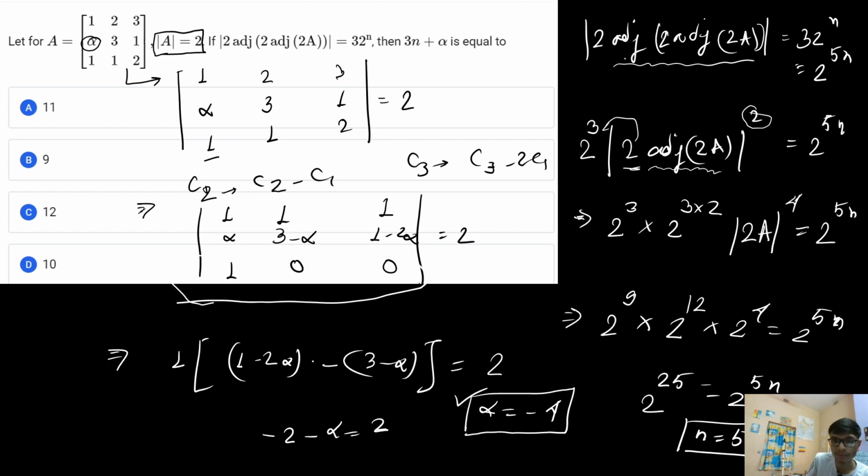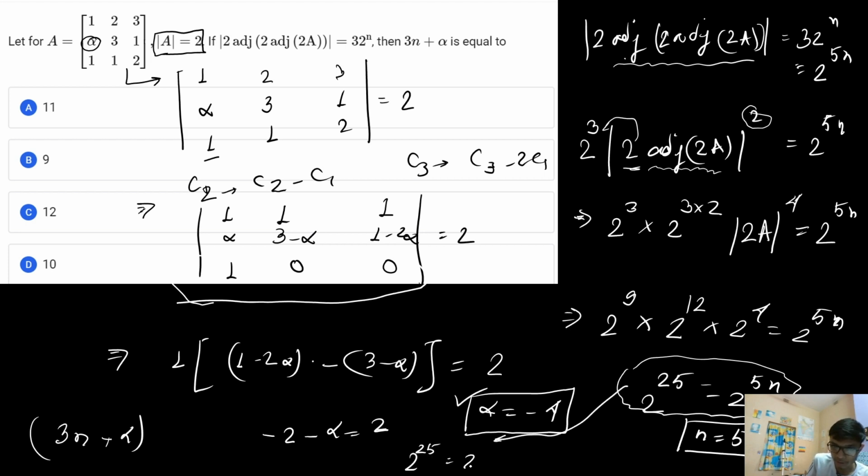Now if I solve this and the given question asks me to find the value of 3n plus alpha, I hope this part is visible. If not, I am writing it over here: 2 to the power 25 is basically equal to 2 to the power 5n. From here I get the value of n as 5. Now 3 into 5 is 15, 15 minus 4 is equal to 11. From here I can see option A is the correct answer. Option A is the correct answer to this particular question.